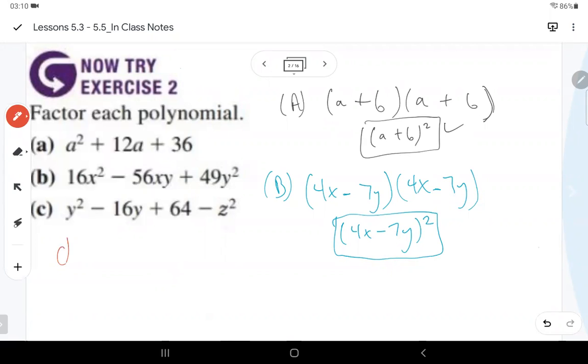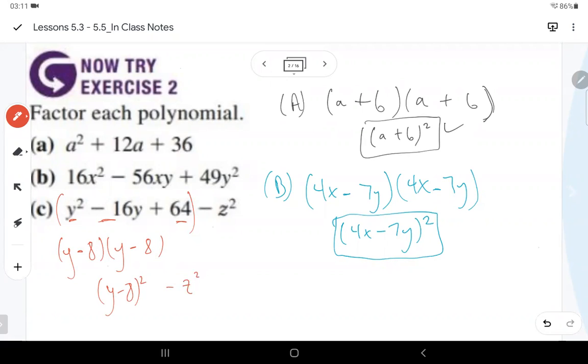C. We'll see, I can go straight from here. Actually, C is a little bit different. So let's look at this a little differently. What we notice here is we have a trinomial that is also a perfect square. So we have our y squared and we have 64. Y squared gets split up into y, and then the perfect square of 64 is 8. And then we have a negative, so it's minus 8 minus 8. So we can rewrite that as y minus 8 quantity squared minus z squared.